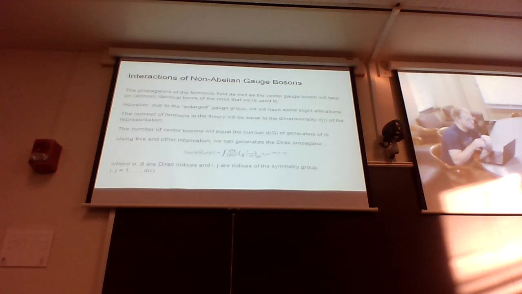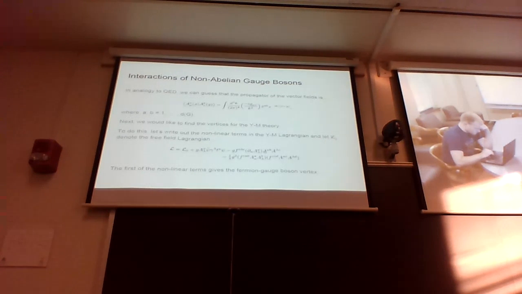Here the alpha and beta are the normal Dirac indices, the ones that get dotted into the gamma matrices. But now we have these new indices, i and j, which are indices of our symmetry group. Those can run anywhere from 1 up to the dimensionality of your representation. So that's the only change in the Dirac propagator. It's just that delta ij, which says that you have to conserve whatever the charge is, whether it be color charge or electroweak charge or whatever.